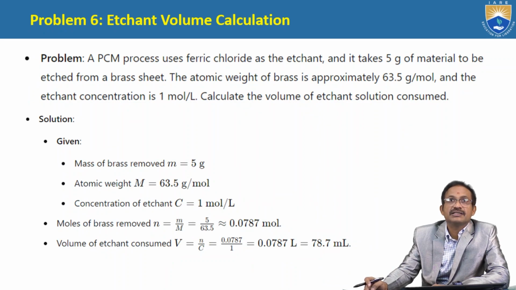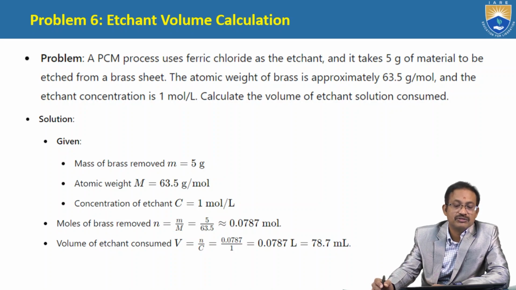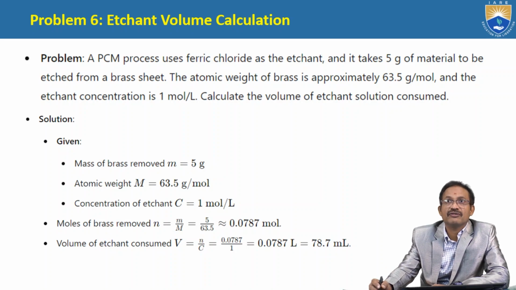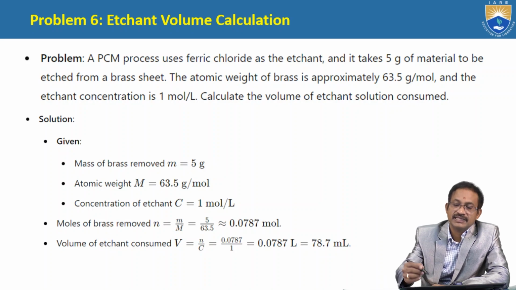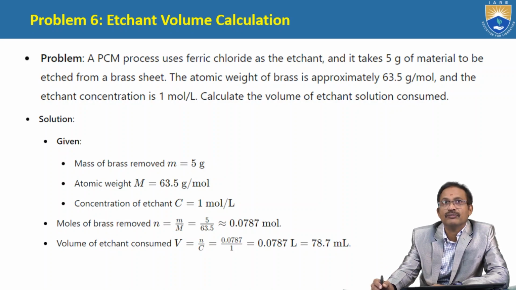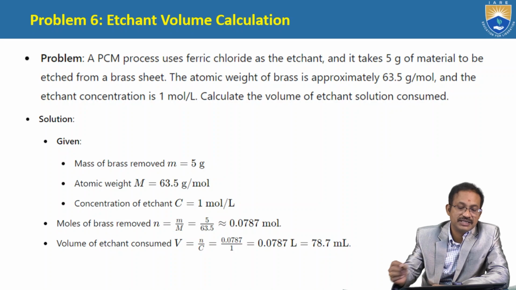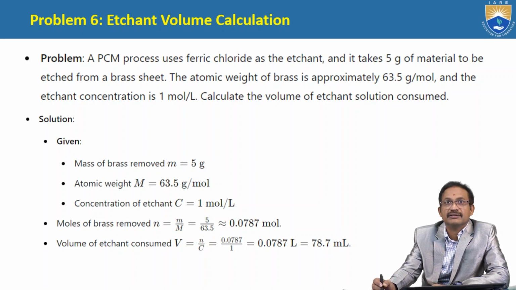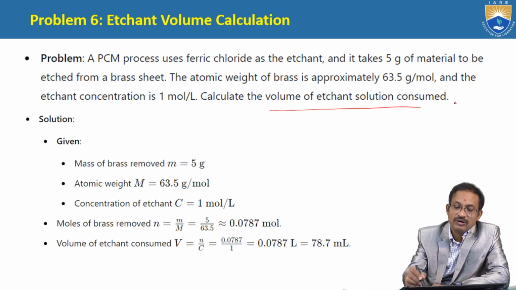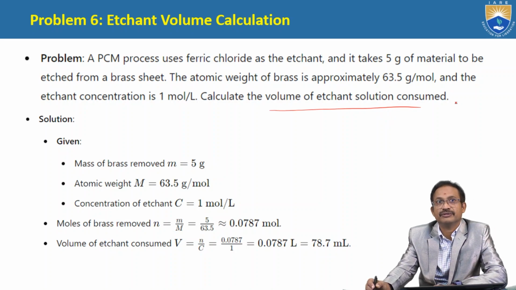Next, etchant volume calculation. The PCM process uses ferric chloride as the etchant and takes 5 grams of material to be etched from a brass sheet. The atomic weight of brass is approximately 63.5 gram per mole and the etchant concentration is 1 mole per liter. Calculate the volume of etchant solution consumed.